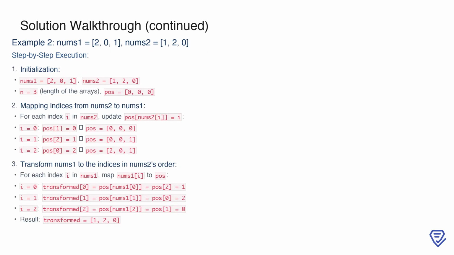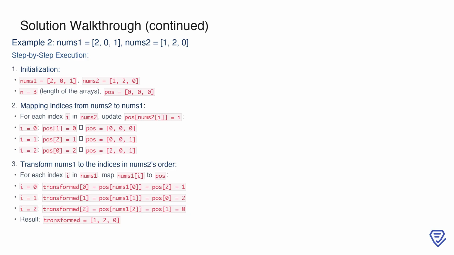In the second example, nums1 is 2, 0, 1, and nums2 is 1, 2, 0. We begin by initializing nums1 and nums2 as given, with n equal to 3, and the position array POS initialized to all zeros. Next, we map the indices of nums2 into the position array. For index i equals 0, nums2[0] is 1, so POS[1] becomes 0. For i equals 1, nums2[1] is 2, so POS[2] becomes 1. For i equals 2, nums2[2] is 0, so POS[0] becomes 2. The position array is now updated to 2, 0, 1.